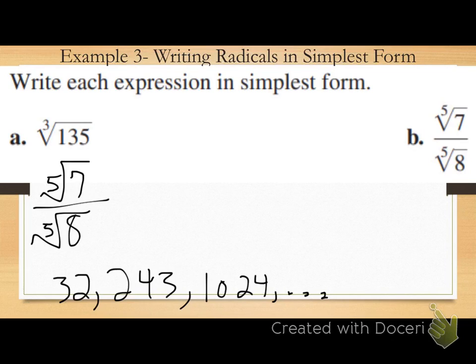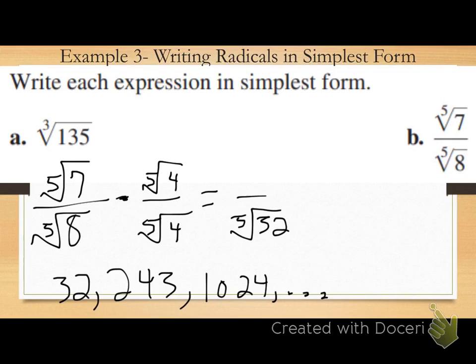So what can I multiply both top and bottom by to get the denominator to one of these numbers? Not just 4. The 5th root of 4. Does everyone see why we're doing the 5th root of 4? Because what does that give me in the denominator? The 5th root of 32. Up top I get the 5th root of 28. Can I take the 5th root of 28? Can I simplify it? Do I have any perfect 5s that go into 28? No. So that is simplified.